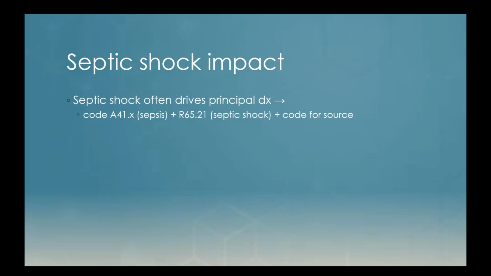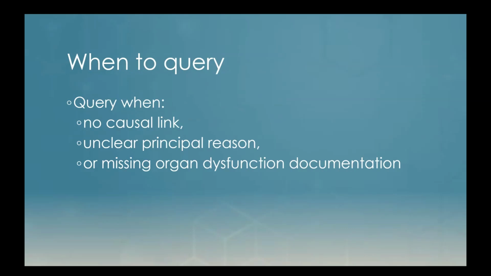Septic shock tends to force sepsis to principal because it's the acute life-threatening condition requiring treatment. You'll code the sepsis, the septic shock indicator, and the source infection. Query the provider when causation isn't clear, when the principal reason for admission is fuzzy, or when organ dysfunction is suspected but not documented. Short, specific queries work best.